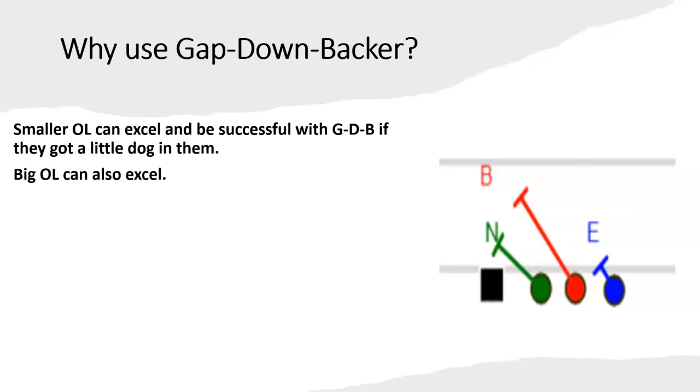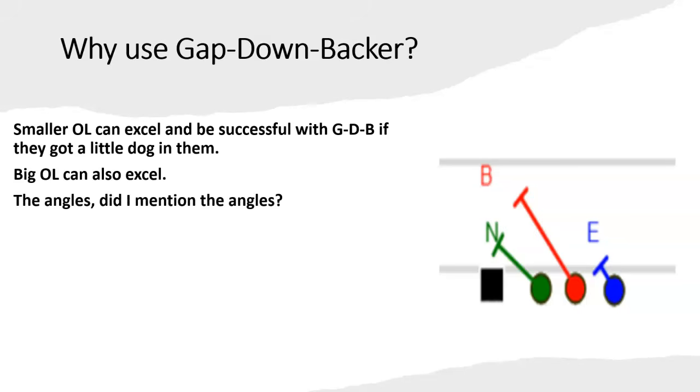Big O-linemen can also excel. Years ago, I had an O-line that averaged 250. We still did gap down backer. Somebody said, Coach, why don't you use zone scheme when you've got this big O-line? I said, because look at the backups. Those are the ones coming the year after and the year after. They ain't going to be able to base somebody up and knock them off the ball vertically. But big boys can do gap down backer. Little fellas have a hard time doing drive blocking. Big boys don't. Little fellas can excel at gap down backer.